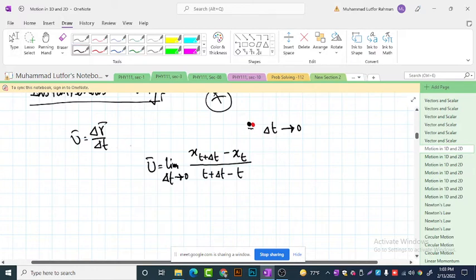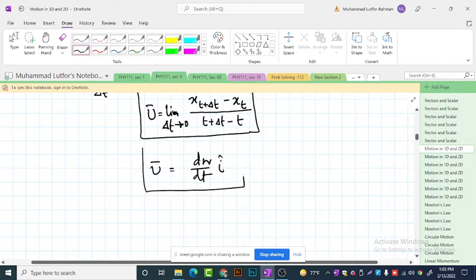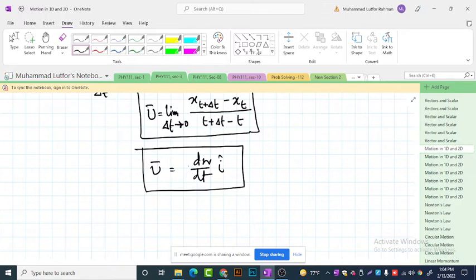Fine, so that would be the mathematical description of instantaneous velocity. This is actually the definition of the derivative of the function x. Then we can write v equals dx over dt. Since it's a vector, I write down this i hat. That will give you the instantaneous velocity of the particle or the car at any time t. That's how we can find the instantaneous velocity.